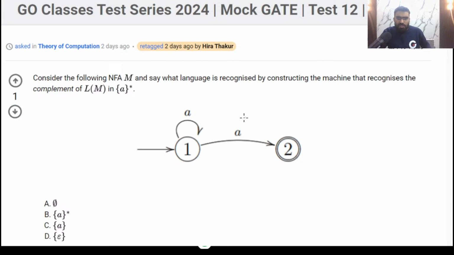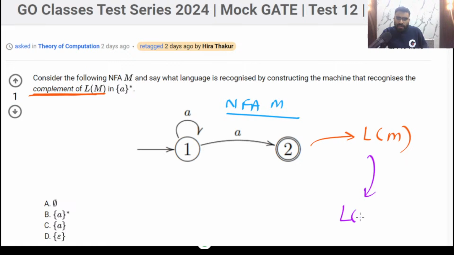So first of all, this machine is given to you, this NFA M. And the question is asking the complement of LM. The question is asking that first you find what is LM, the language accepted by this NFA, and then you find what is LM complement. We need to find the complement of LM in A star.